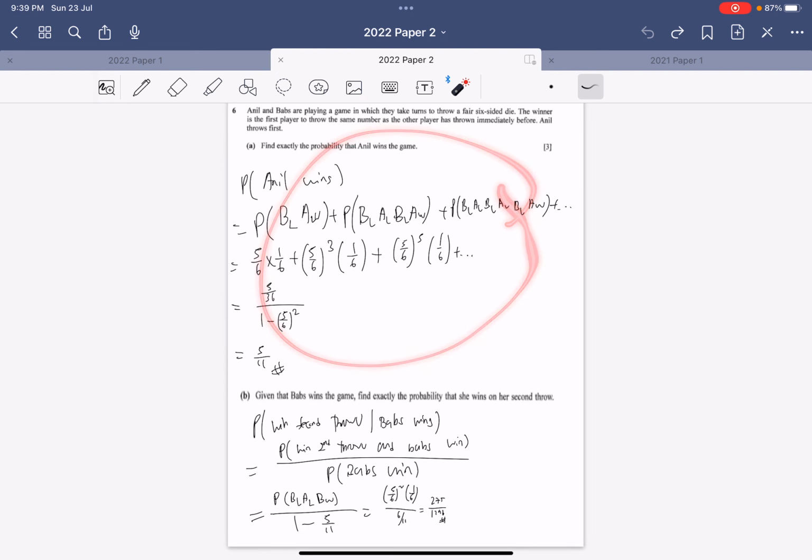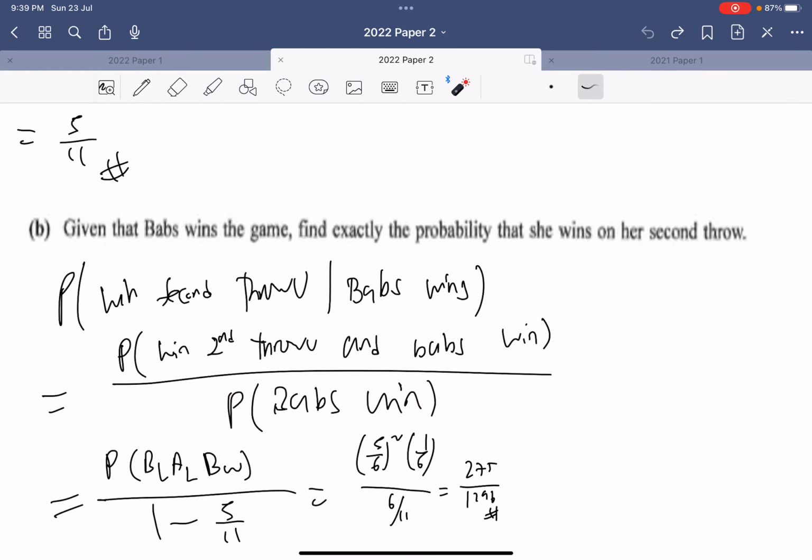So instantly the formula has to be probability you win on the second throw and Babs win divided by the probability Babs win. And we already know the probability Babs win, which is 1 minus 5/11, because 5/11 is the probability Anel wins. So now Babs win on the second throw. So to win on the second throw, it means that it has to be Babs lost, then Anel lost, then Babs win. And we can find this probability by calculating 5/6 squared times 1/6. So, and this all simplifies to 275/1296.